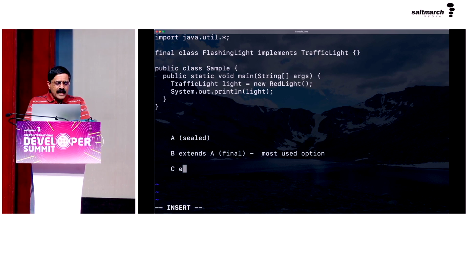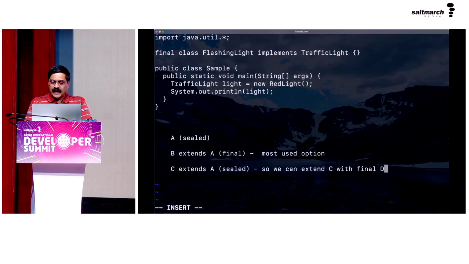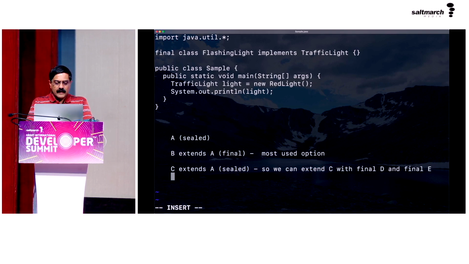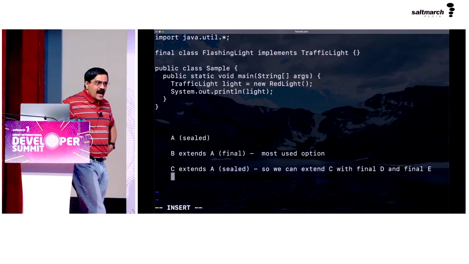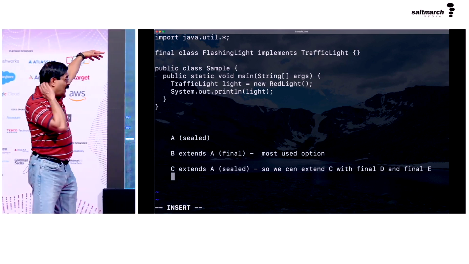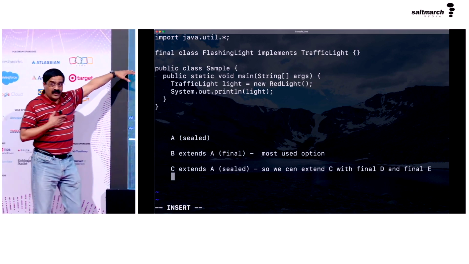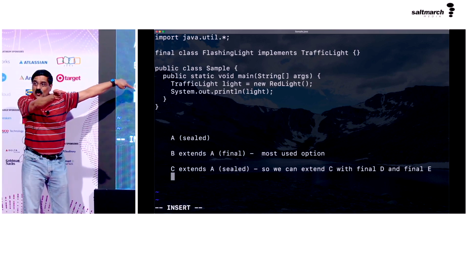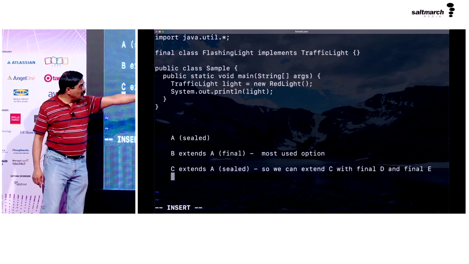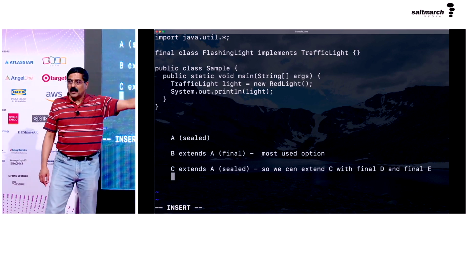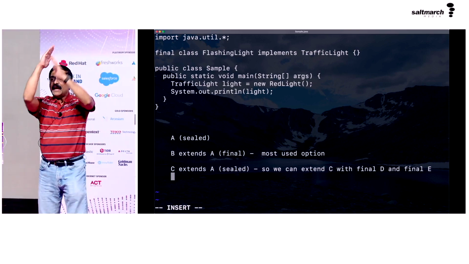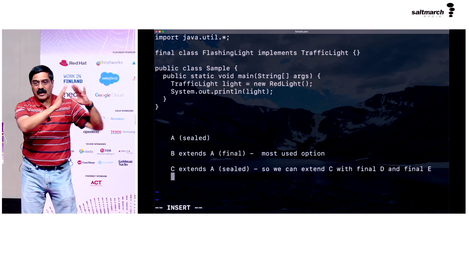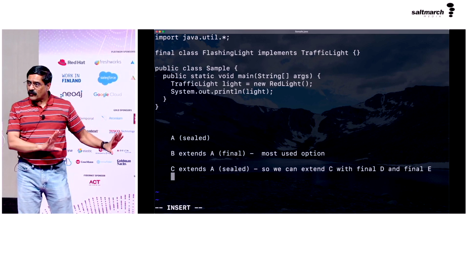But I say C extends A, but I say sealed. Why would we do that? So we can extend C with final D and final E. Would that make sense? So you can say, hey, I've got A which is sealed, B is the leaf, but C is not the leaf, it's just a node, and the node is going to have children which are D and E. So your hierarchy is A, B and C itself is a parent of D and E. So far so good, isn't it?